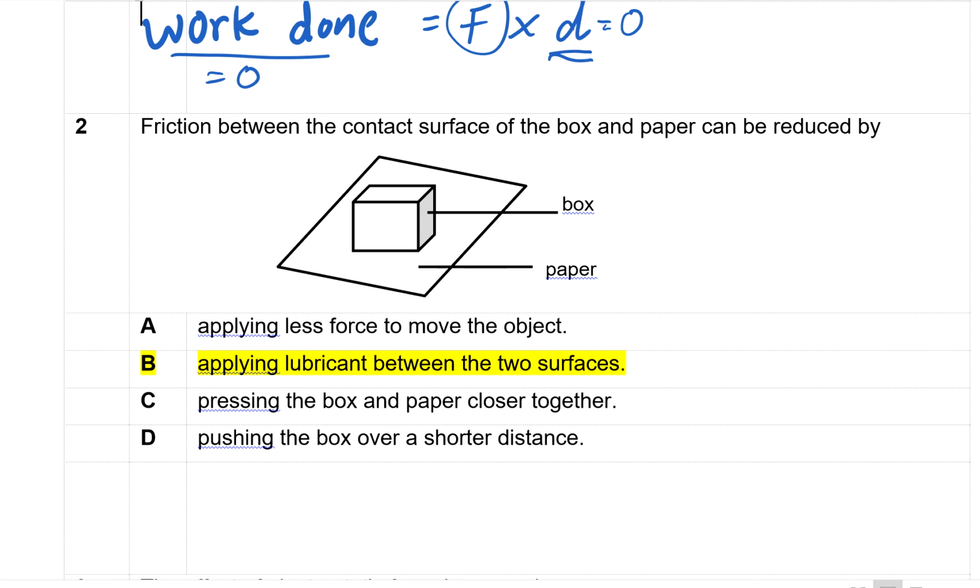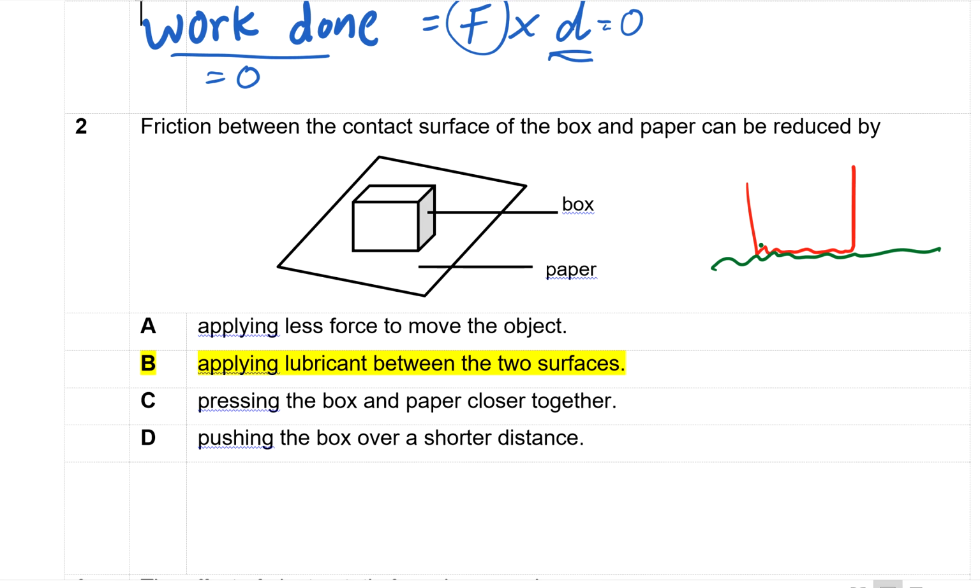Now, the friction is determined by the roughness of the two surfaces. So the rougher the surface is, so if I look at it microscopically, it will look like this. So the other surface may look like this. So the rougher the surface, the larger the friction.